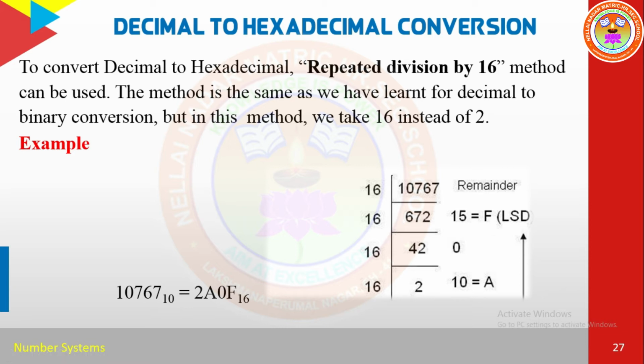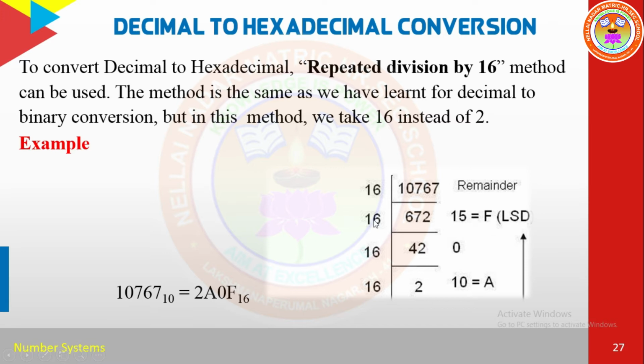So 116 minus 112, we have to get what? 4. That 4 value we are going to join with the nearest one, that is what? 7. So now the number is what? 47. Now once again we are going to divide by 16. So how many times? 2 into 16, 32. So 47 minus 32, the remainder value is what? 15. Understood? Yes, that's all.